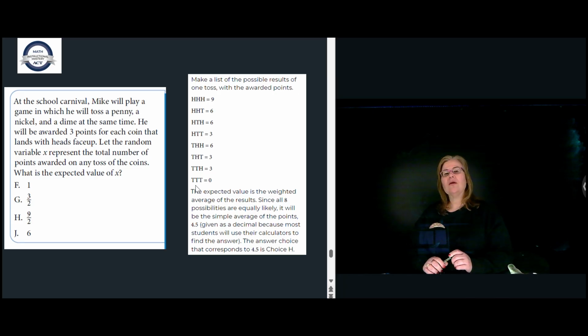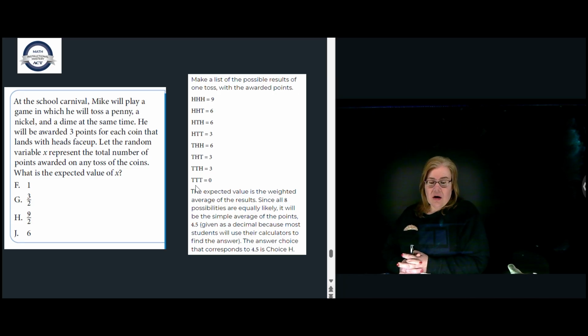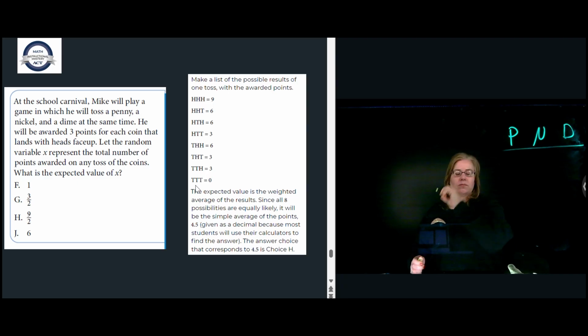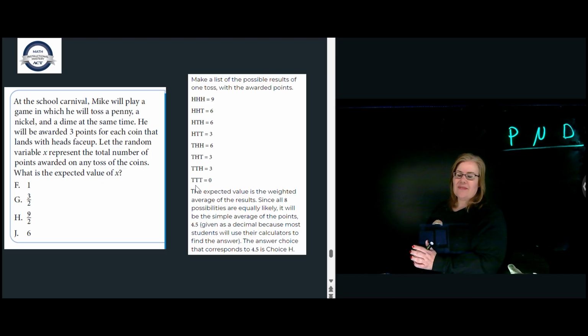So the first one is we are looking at tossing coins. Let's read it. At the school carnival, Mike will play a game in which he will toss a penny, a nickel, and a dime. So that's important. A penny, a nickel, and a dime. He's going to toss them at the same time. He will be awarded 3 points for every coin that lands on heads or face up. Let the random variable x represent the total number of points awarded on any toss of the coins. What is the expected value of x?